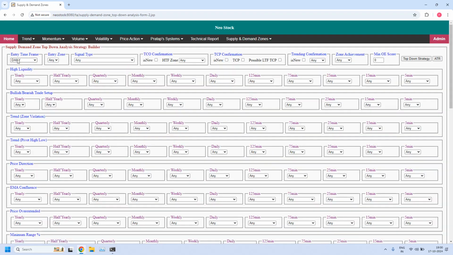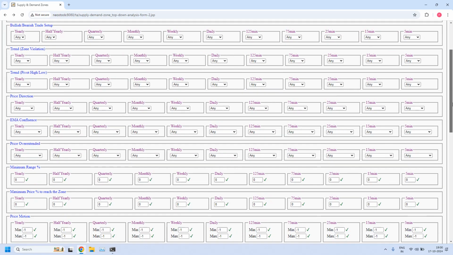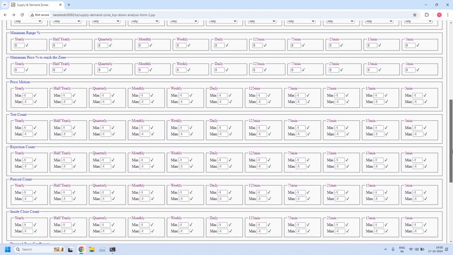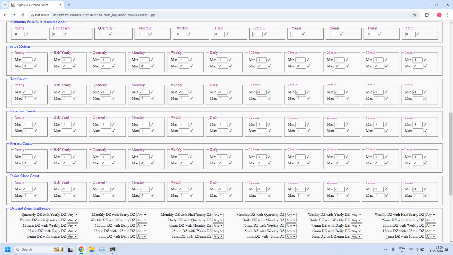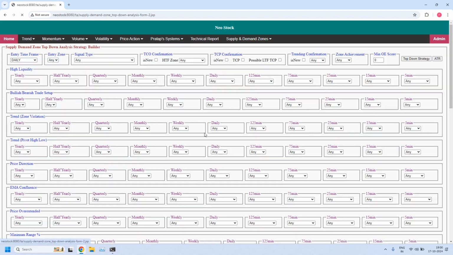Okay, next time frame is 5 minutes. Let us find the stocks near 5 minutes demand zone. 2 stocks are filtered. One is already a pierced zone, only one. If LTF is having ITF confluence, let's verify. That is 5 minutes demand zone confluence with 15 minutes demand zone confluence. I'm enabling this filter. So no stocks are filtered.